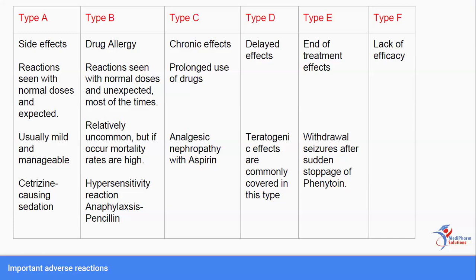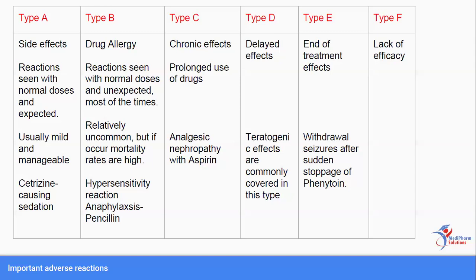When it comes to type A, these are the real side effects that you are going to see with normal doses, and they are expected. For example, when you have seen any leaflet of a drug, it might have mentioned nausea, vomiting and diarrhea. These are the most common adverse effects of any drug. They say this is most common because it is expected to happen at normal doses. Also, these are mild and manageable, and not going to create a big impact on the patient's well-being.